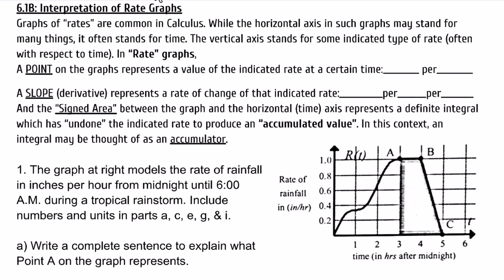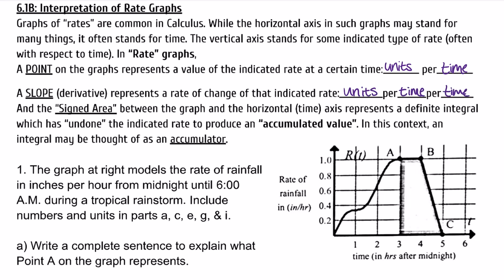Graphs of rates are common in calculus. While the horizontal axis in such graphs may stand for many things, it often stands for time. The vertical axis stands for some indicated type of rate, often with respect to time. In rate graphs, a point on the graph represents a value of the indicated rate at a certain time, and for that we would write it in units per time.